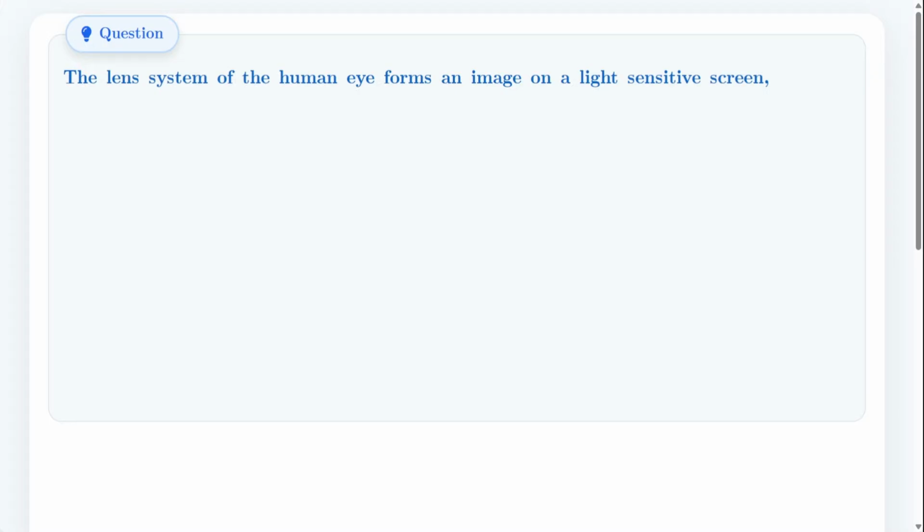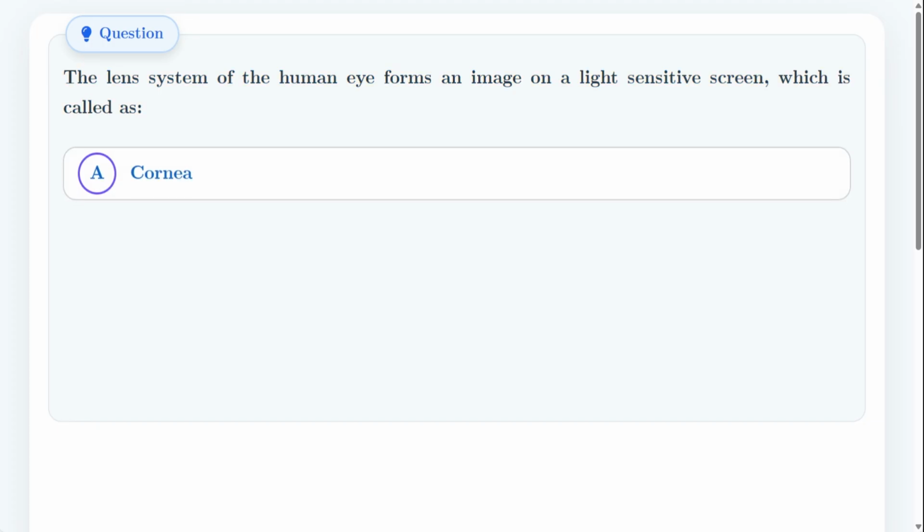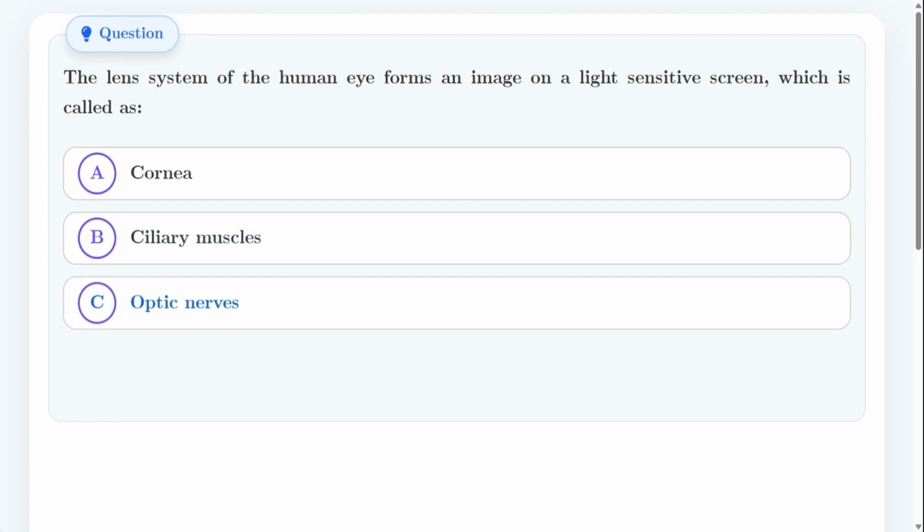Hello students. Let's look at an interesting question about the human eye. The question is, the lens system of the human eye forms an image on a light-sensitive screen, which is called as Option A, cornea. Option B, ciliary muscles. Option C, optic nerves. Option D, retina. Which of these is the right answer?